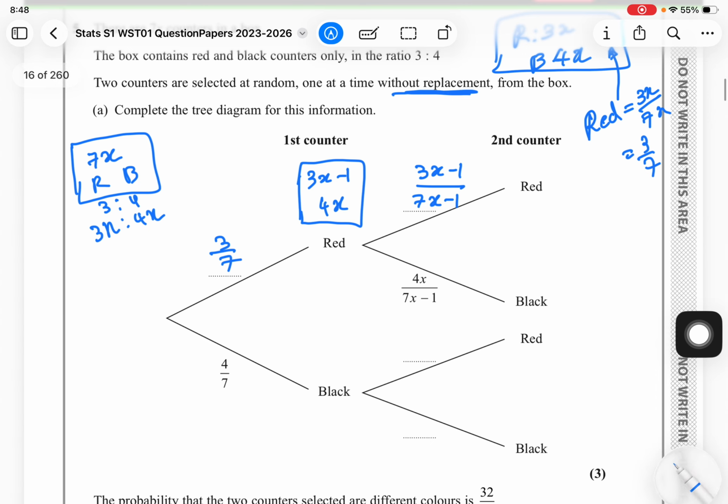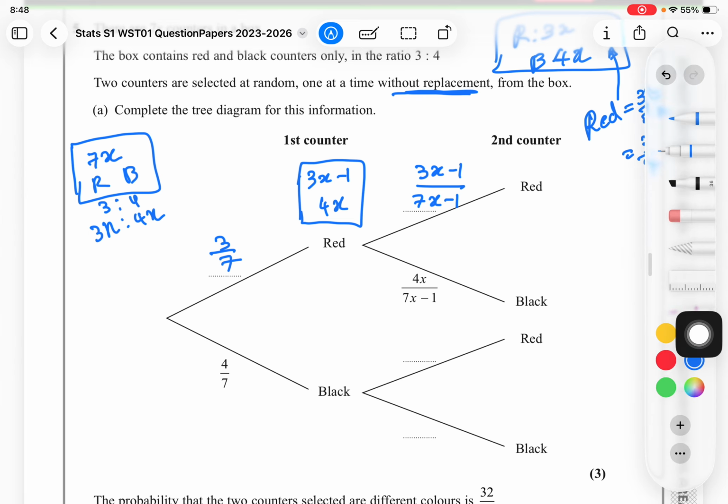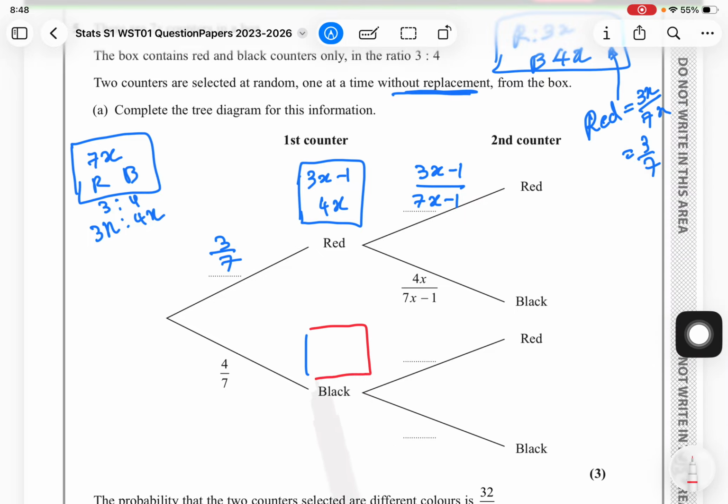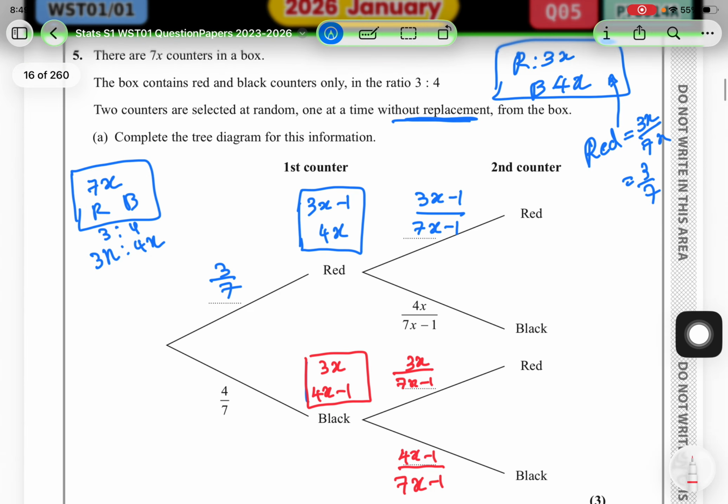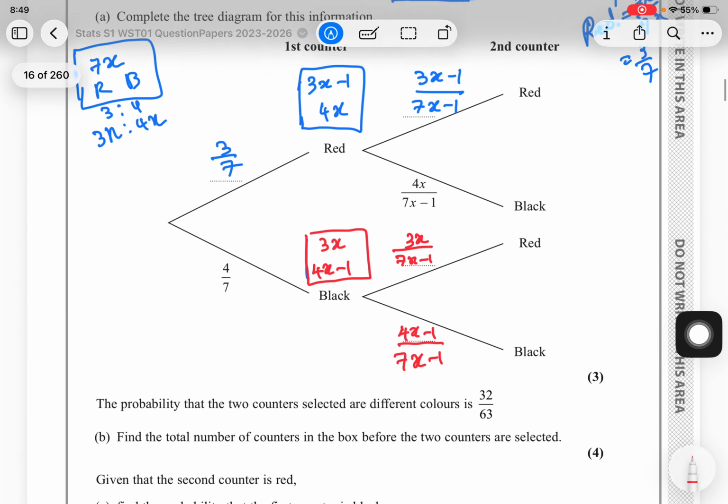But on this side, my box would be, I took the black out, so the red doesn't change. The black would be 4x minus 1. So the probability of taking a red is 3x divided by 7x minus 1. This would be 4x minus 1 divided by 7x minus 1. So these are the options that we have for these numbers. This is how we can complete the diagram with the information we have so far.